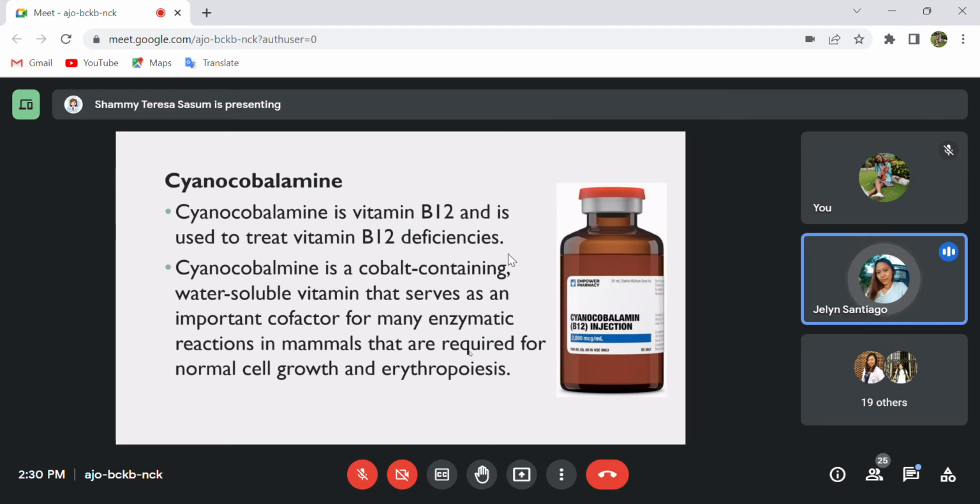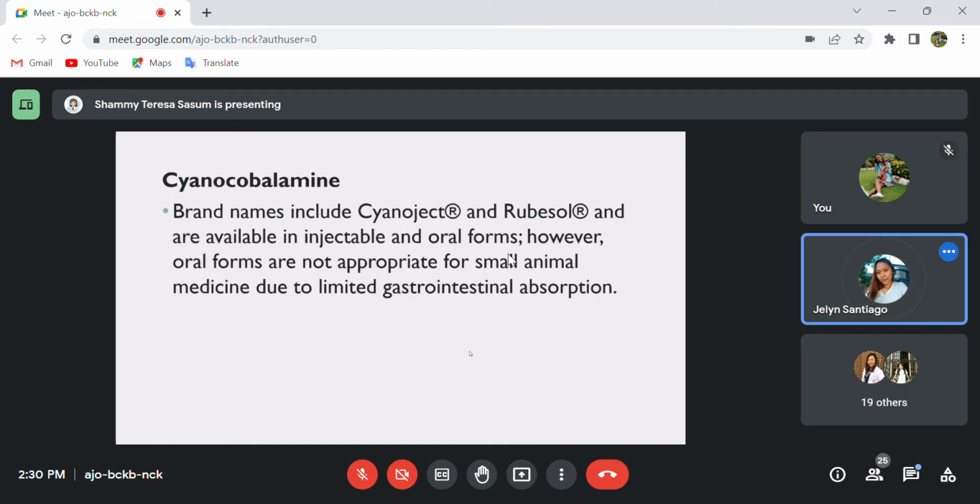Cyanobalamin is a cobalt-containing water-soluble vitamin that serves as an important cofactor for many enzymatic reactions in mammals that are required for normal cell growth and erythropoiesis. Next.